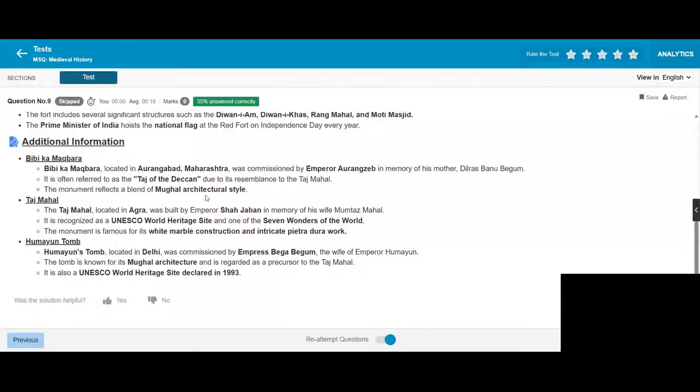The Taj Mahal, located in Agra, was built by Emperor Shah Jahan in memory of his wife Mumtaz. It is admired across the world. The Taj Mahal is famous for its impression. Humayun's Tomb, located in Delhi, was commissioned by Empress Bega Begum, reflecting Mughal architecture.